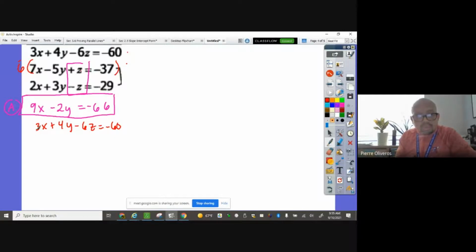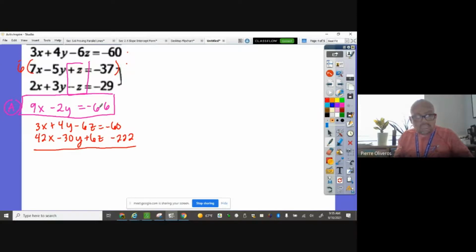So 6 times 7 is 42x. 6 times negative 5 is negative 30y. 6 times z is positive 6z. And 6 times negative 37. Let's do it. 37 times 6, that's going to be negative 222.